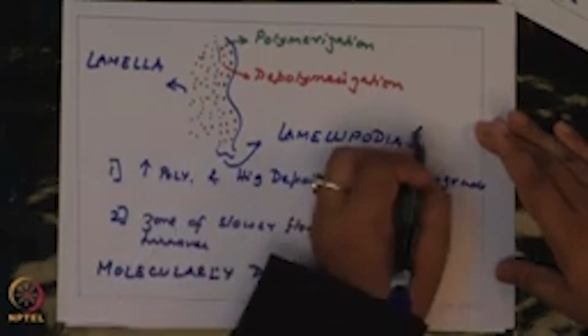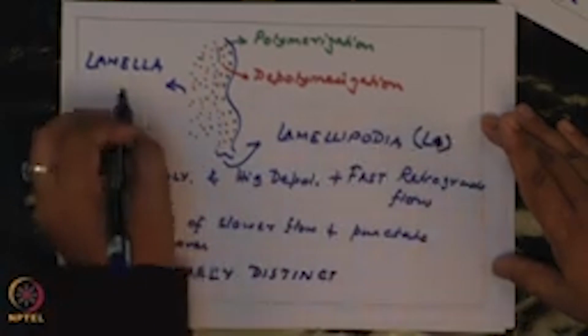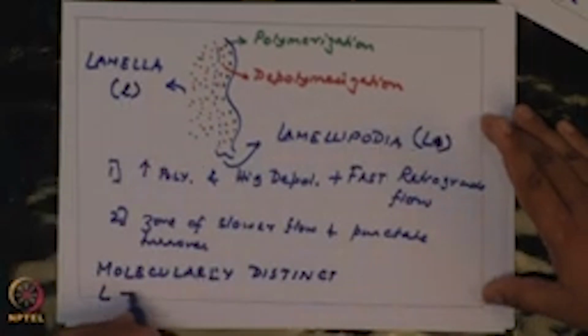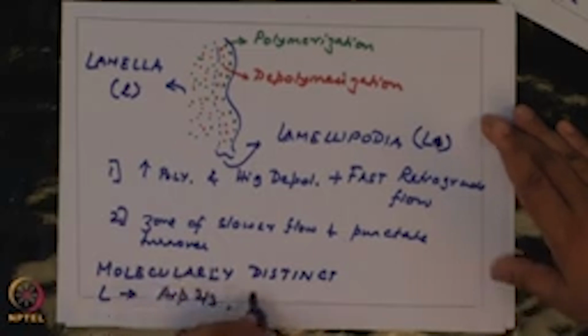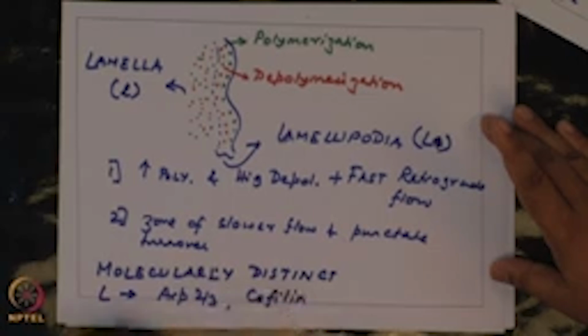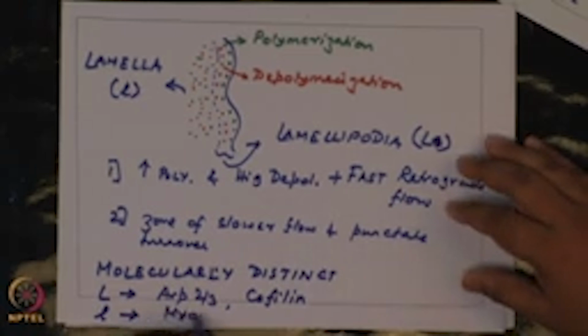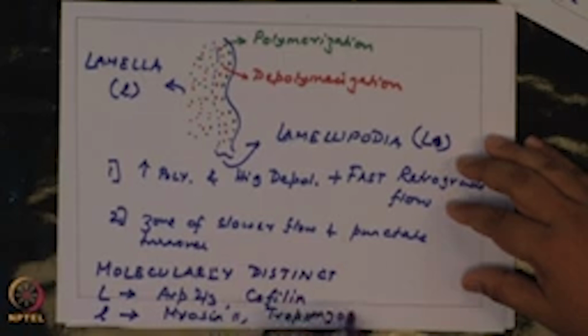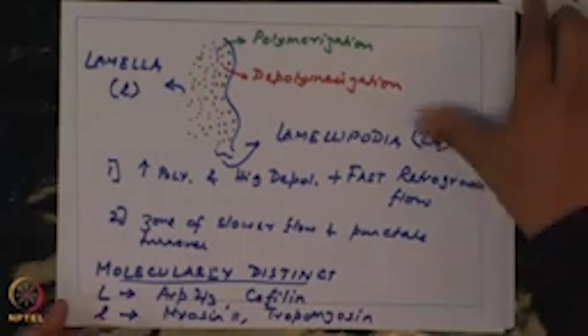So let me call this big L and call this small l. In big L you have actin branching proteins like Arp2/3 and actin depolymerizing proteins like cofilin. In small l, or the lamellum, you have myosin 2 and tropomyosin. Myosin 2 and tropomyosin localize in this second zone. So these zones are molecularly distinct, and the retrograde flow as well as polymerization-depolymerization dynamics is distinct.